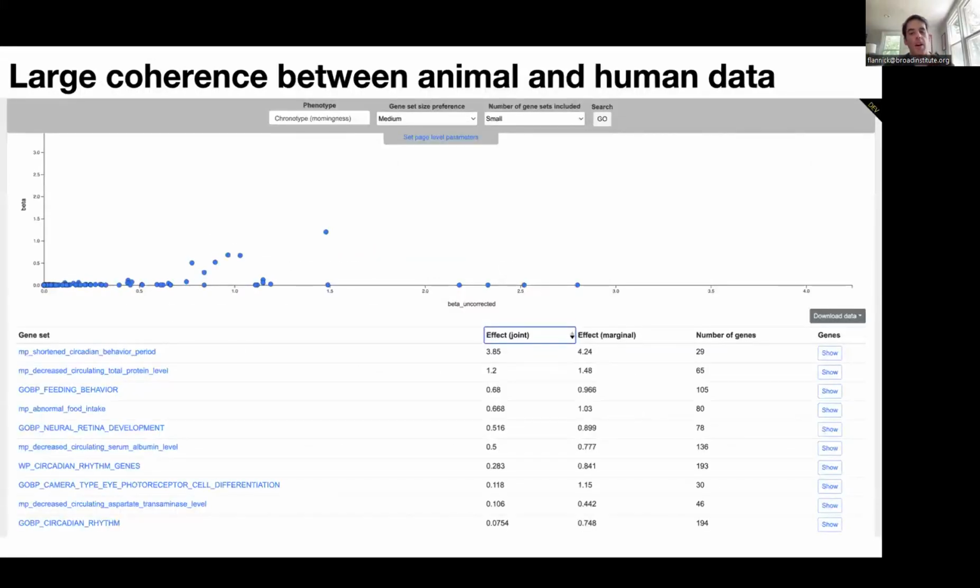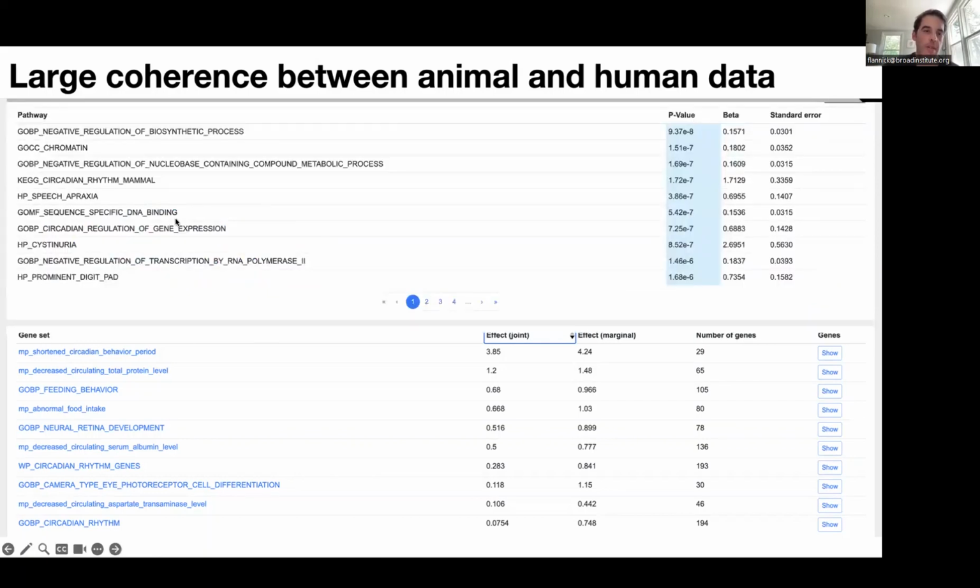So just a couple of things that we've noticed here, and then hopefully I'll have a couple of minutes for questions. What's been remarkable is that the animal data we've looked at, the mouse phenotypes, are highly sensible for almost every trait you look at. Like chronotype, morningness: the top one is shortened circadian. It's almost a direct one-to-one map between the human phenotype and the mouse data. And that's not always obvious if you just ran MAGMA. This really becomes very clear once you are re-estimating the genes and gene sets using this method.